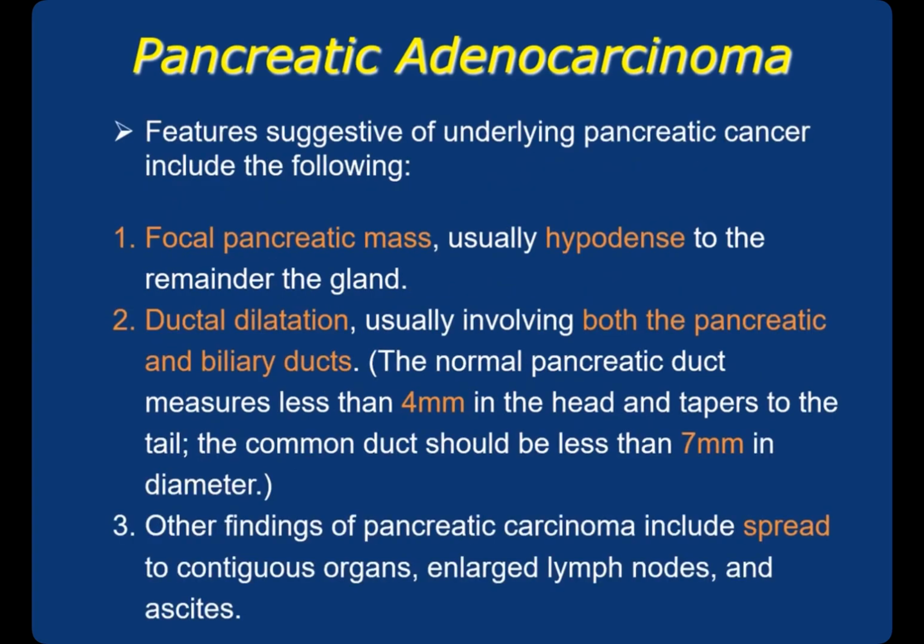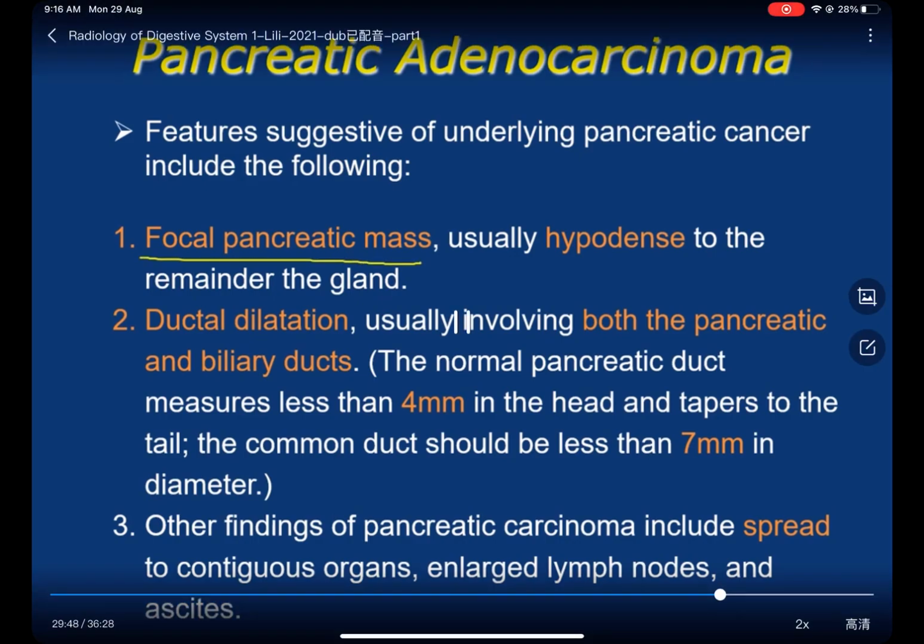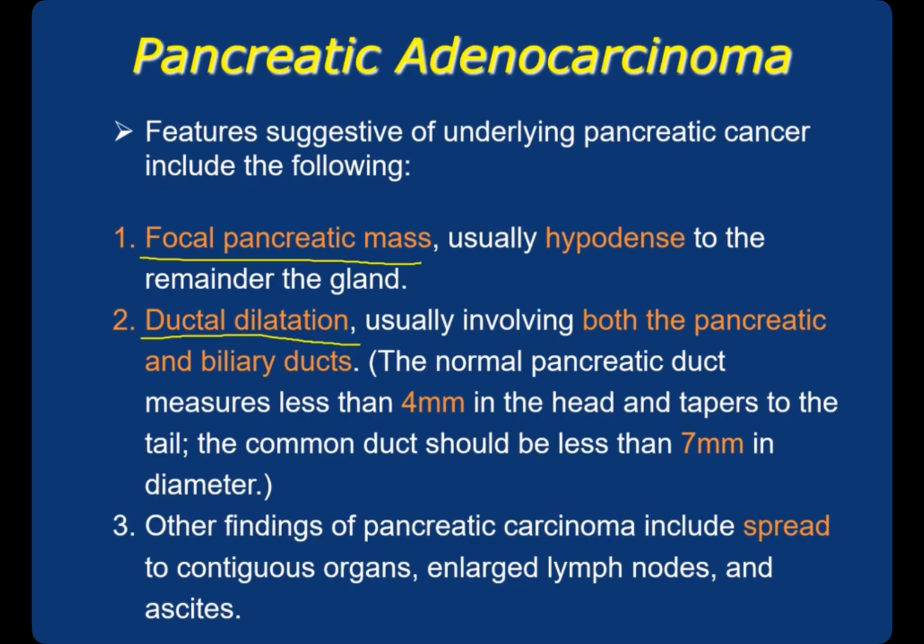Features suggestive of underlying pancreatic cancer include the following. First, a focal pancreatic mass, usually hypodense to the remainder of the gland, and ductal dilatation, usually involving both the pancreatic and biliary ducts. Other findings of pancreatic carcinoma include spread to contiguous organs, enlarged lymph nodes, and ascites.